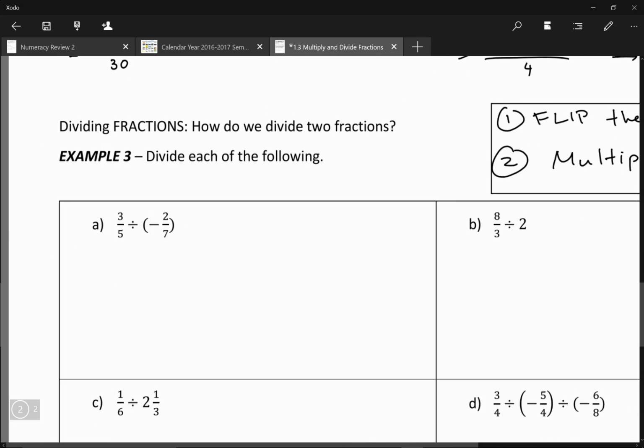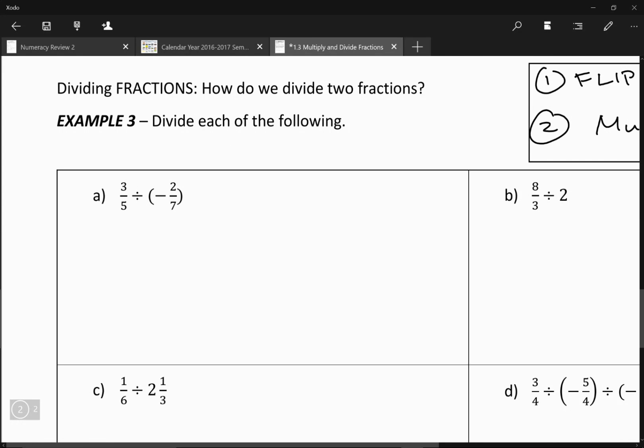So here if I'm dividing this fraction by another fraction, you take your first fraction, you leave it alone, 3 over 5, you change the division sign to a multiplication, and you flip the second fraction. So it becomes 7 over 2 with your negative sign, okay? And then after you flip it, you follow your multiplication rule, and you just multiply the top and the bottom. So 3 times 7 is negative 21, 5 times 2 is 10. There you go.